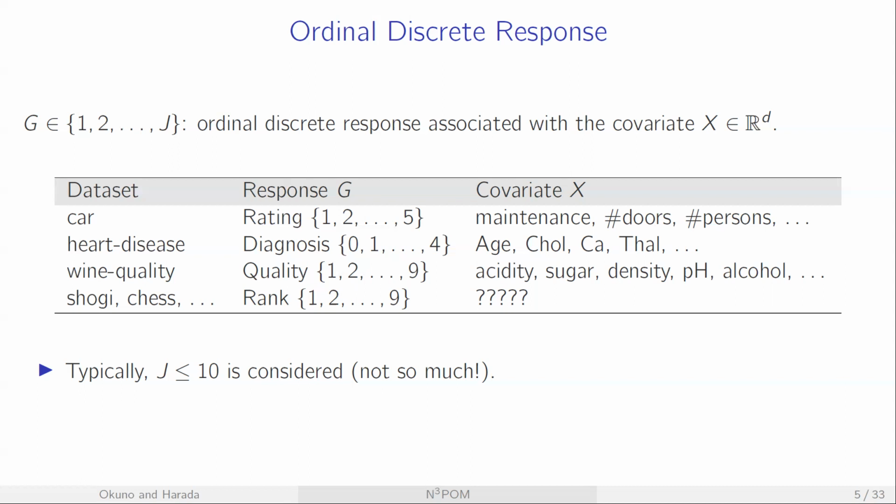The important thing here is that the number of levels J in the ordinary discrete response is typically less than or equal to 10. So J is not that large in ordinal regression.